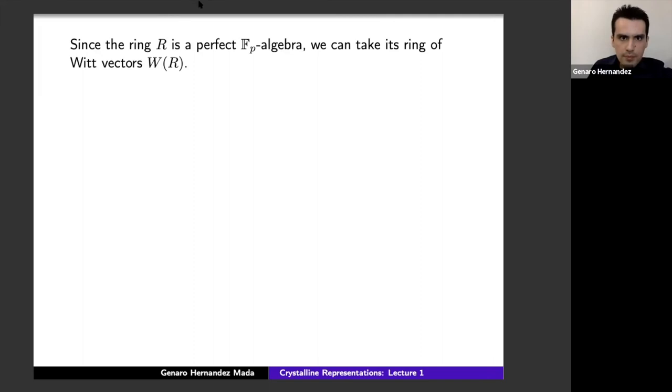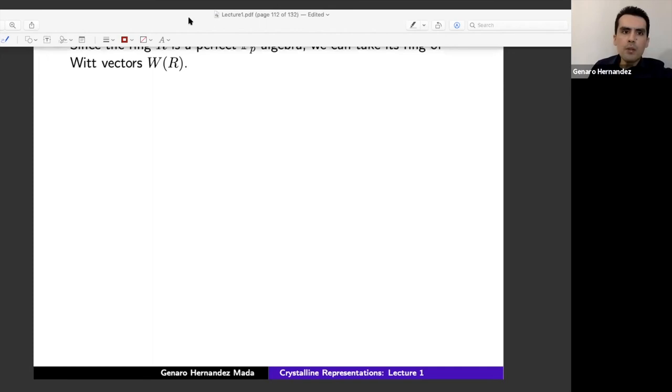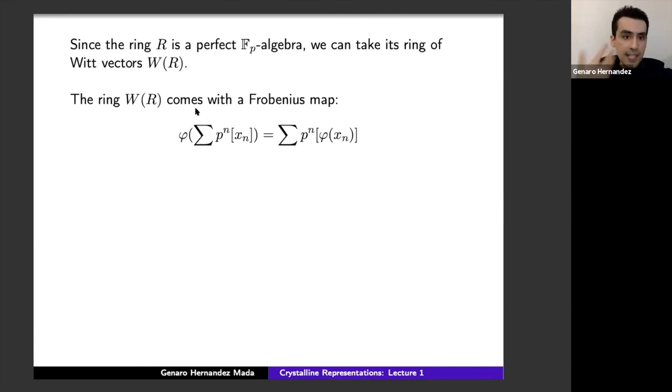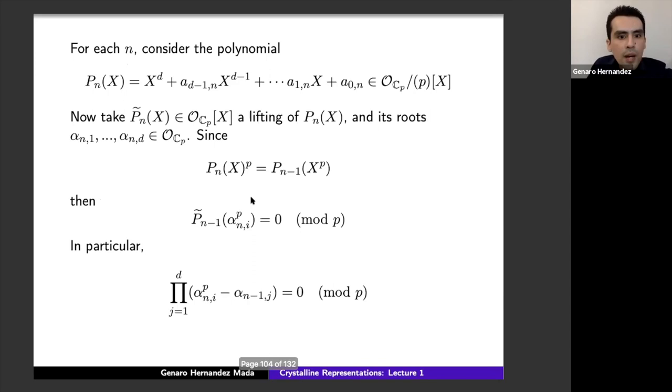Now, we know that R is perfect. And so we can take its ring of Witt vectors, right? If you remember, we made a construction for the Witt vectors in the case of a perfect ring in characteristic p. And so we can do that. And this ring comes with a Frobenius too, defined like this. So here I am using the description of W(R).